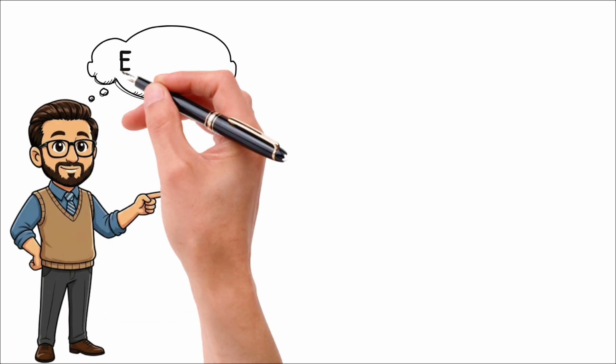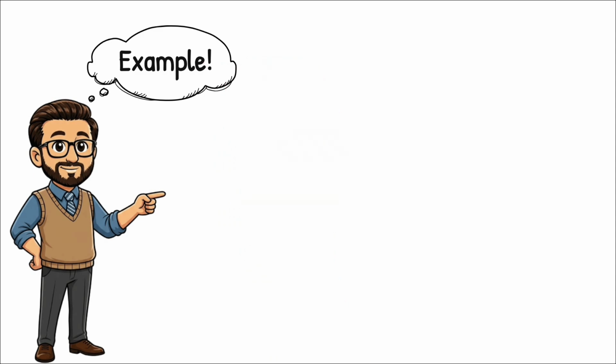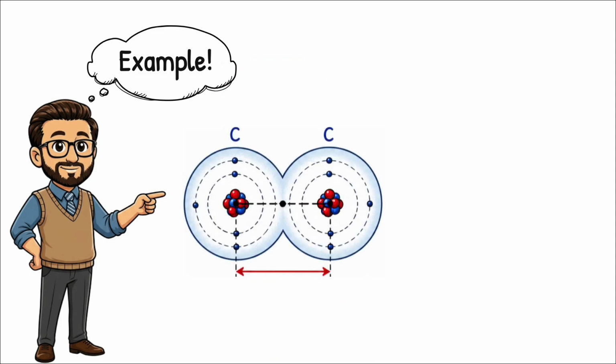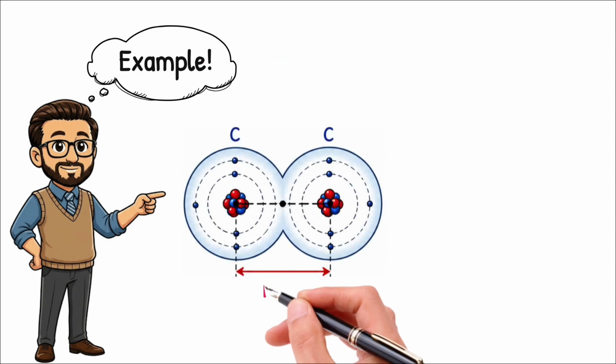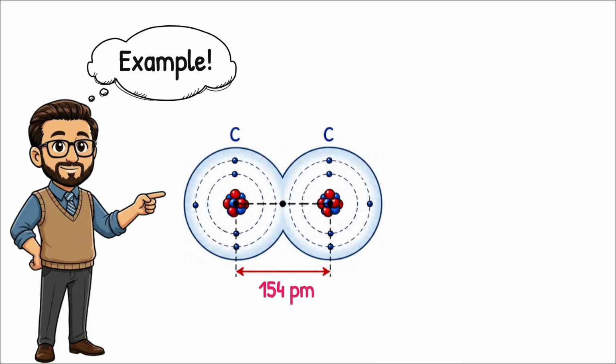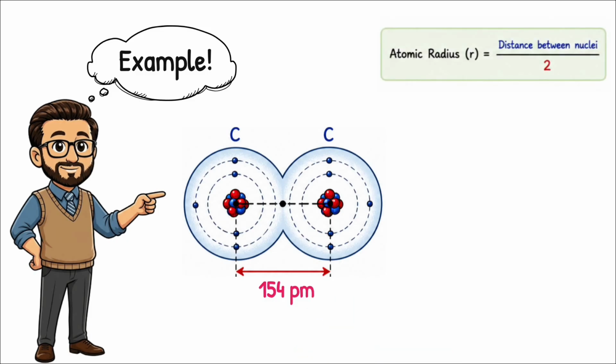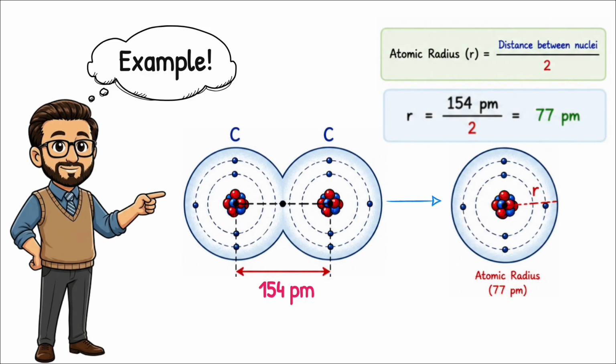Let's understand this with an example. Suppose two carbon atoms are joined together. The distance between their nuclei is 154 picometers. Since the atomic radius is half of this distance, 154 divided by 2 equals 77 picometers. So the atomic radius of one carbon atom is 77 picometers.